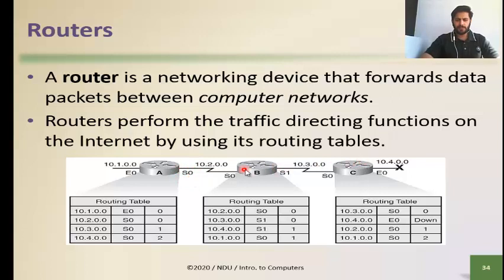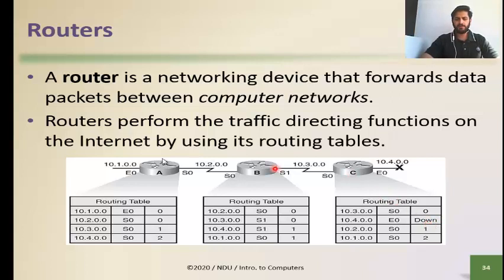Similarly, router B is creating the table in the same way, and router C is creating the table in the same way. Just we have a cross here, which means the 10.4 network is down for router C, so we cannot reach the 10.4 network. That is the reason we have a down here.